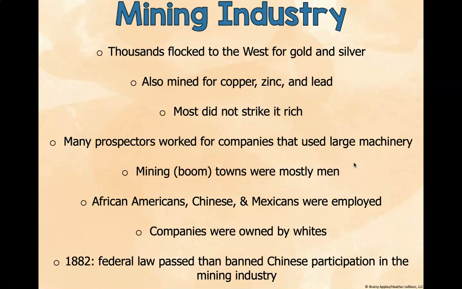So then we go to the mining industry. Thousands, like we said, flocked west for the gold rush, for gold and silver. They also wanted to mine for copper, zinc, and lead. Most people did not strike it rich. Prospectors worked for companies that used large machinery. Another thing we start to see are mining towns. They're also called boom towns. That's where you found mostly men trying to work in the mines. African Americans, Chinese, and Mexicans were employed, and typically the companies were owned by whites. In 1882, a federal law was passed that banned Chinese participation in the mining industry.